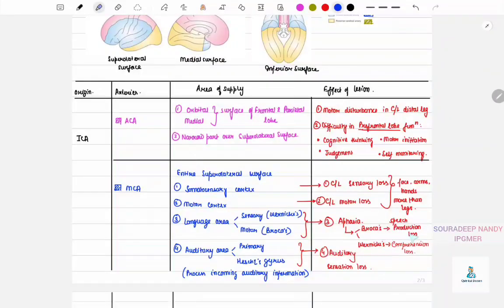In case of Broca's, there will be decreased production of the speech, that means there will be motor speech aphasia, and if Wernicke's area is lost, then there will be comprehension loss or sensory speech aphasia. If there is some lesion at the auditory area, then there will be auditory sensation loss.